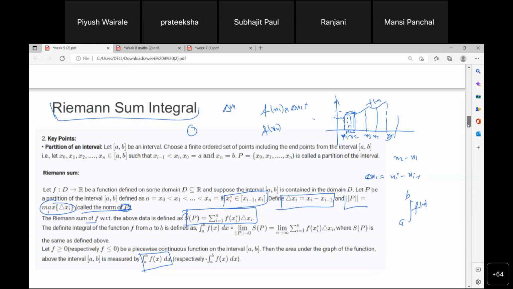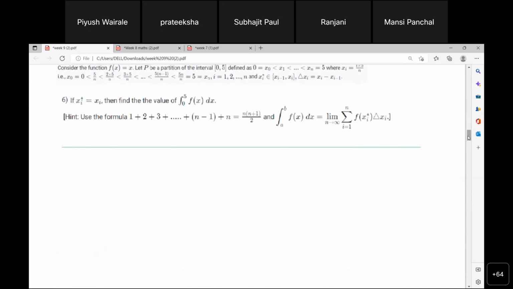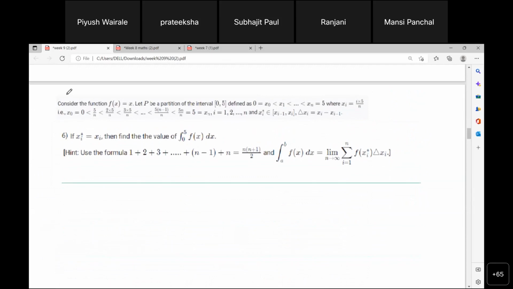So let's see. Any doubt in this part, the conceptual part, the Riemann sum integral? Okay. So we can go on to a question.